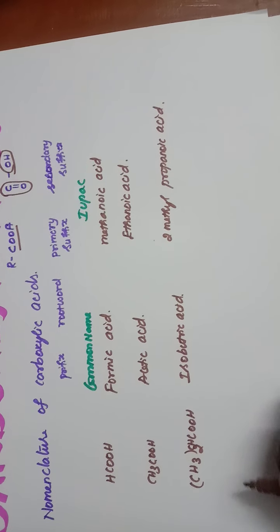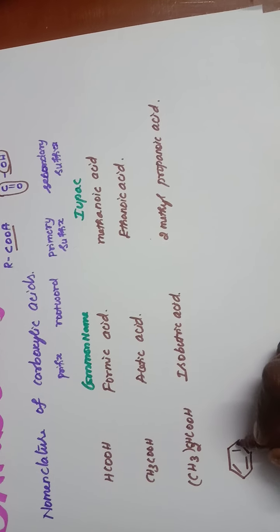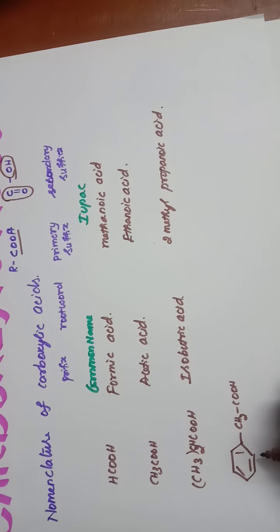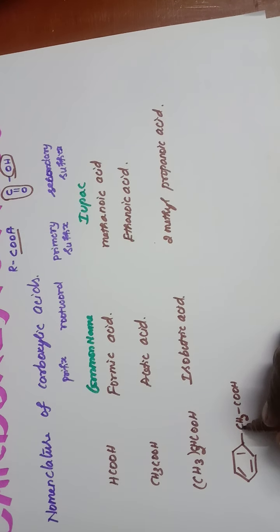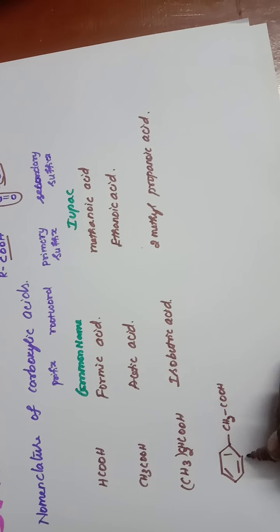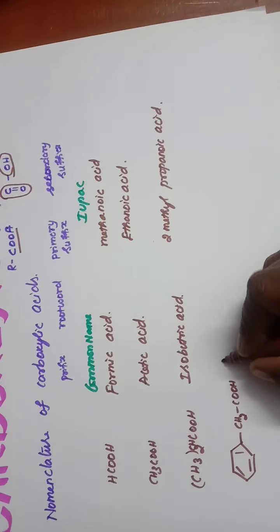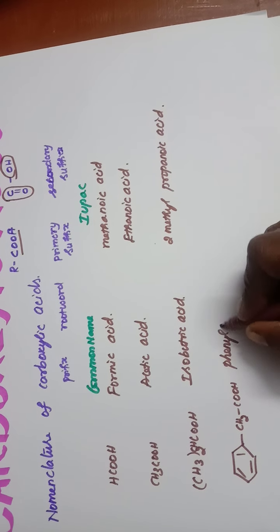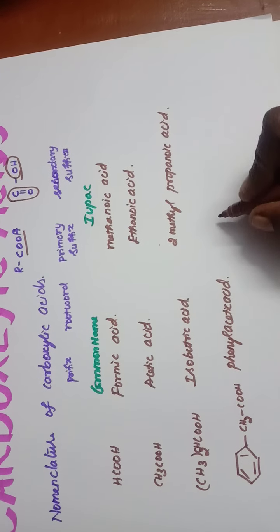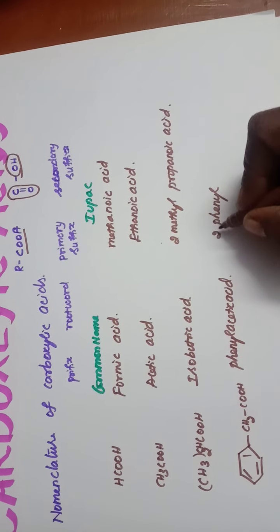Fourth compound. CH3COOH is ethanoic acid. One hydrogen is removed and that is substituted by a phenyl group. So common name of this compound is phenyl acetic acid. IUPAC name is 2-phenyl ethanoic acid.